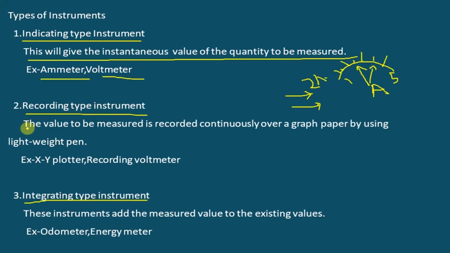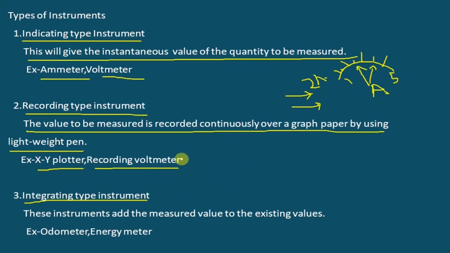Now let's go to the next type of instrument, which is called the recording type of instrument. The value to be measured is recorded continuously over graph paper by using a lightweight pen. The examples are the XY plotter and recording voltmeter. This is a special kind of instrument which records the voltage over a period of time.